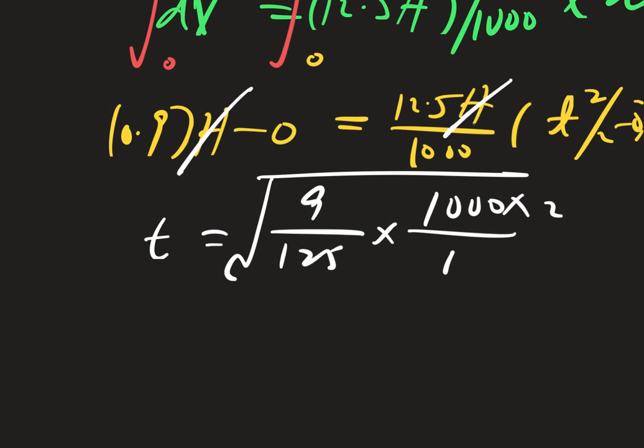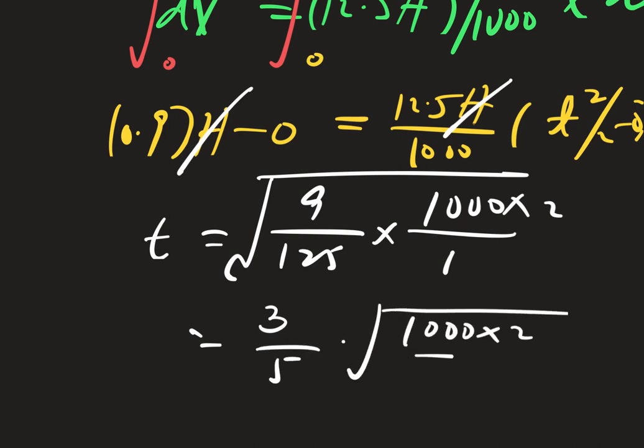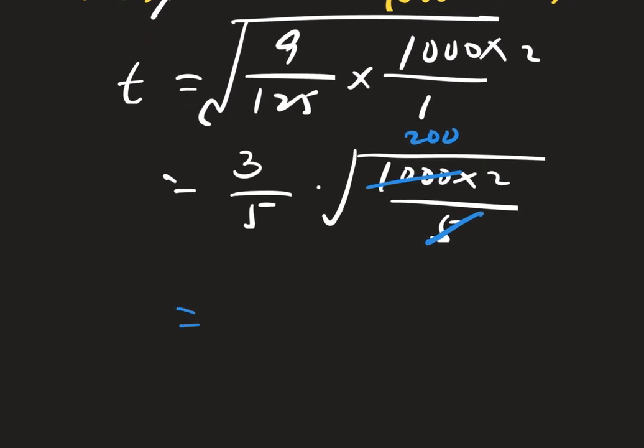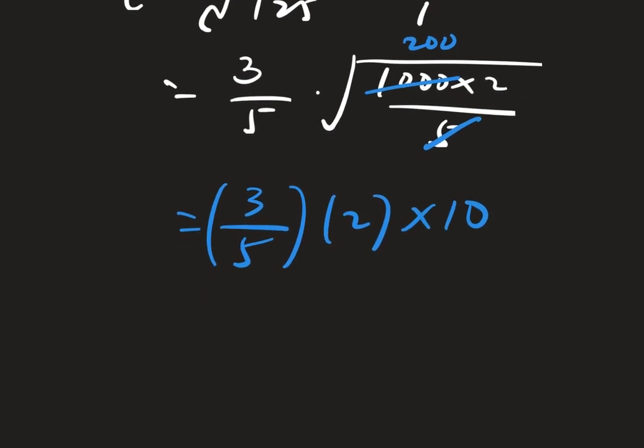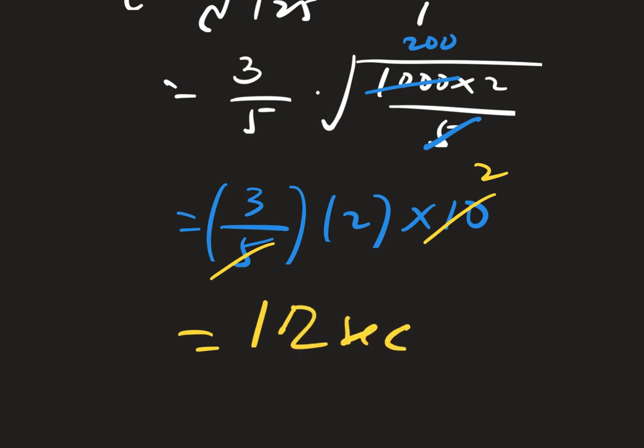125 is 25 times 5. So you have a 3 here, then you have 5 here, then you have 1000 times 2 divided by 5. This is 5, and this becomes 200. So ultimately your seconds is 3/5 times 2 times 10. I didn't even use a calculator. So 12 seconds. I didn't get it correct the first time. So this is 3 marks only.